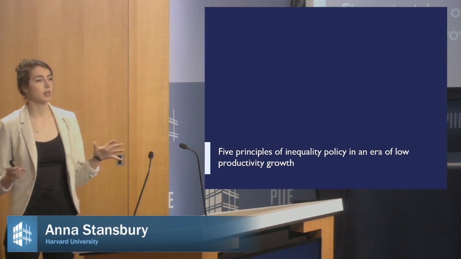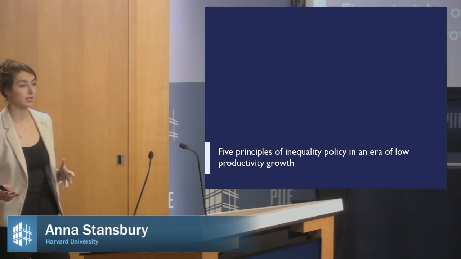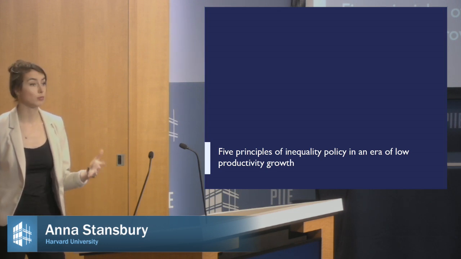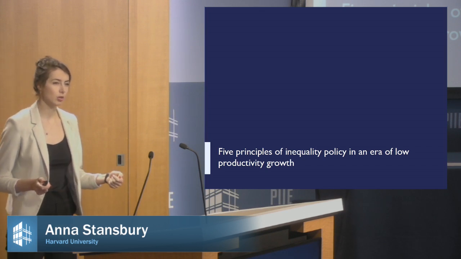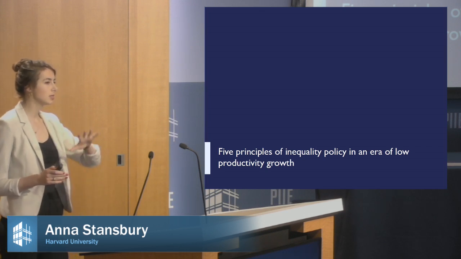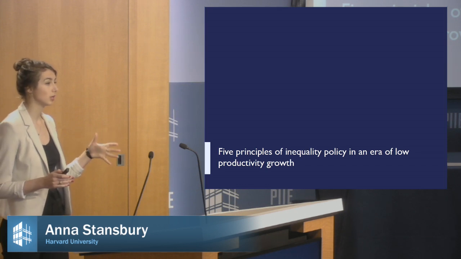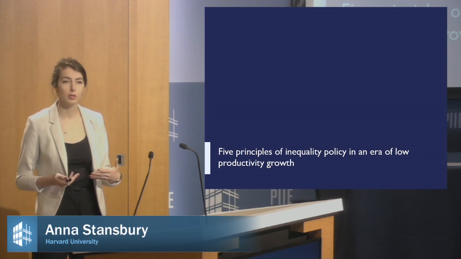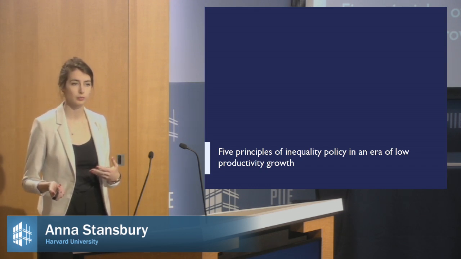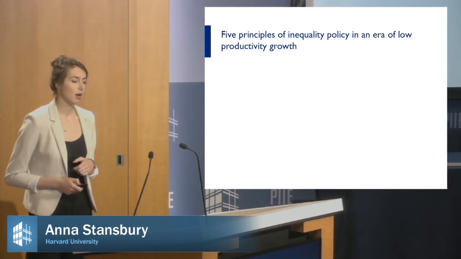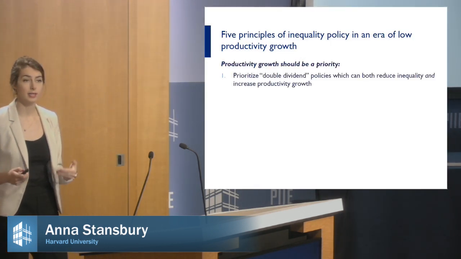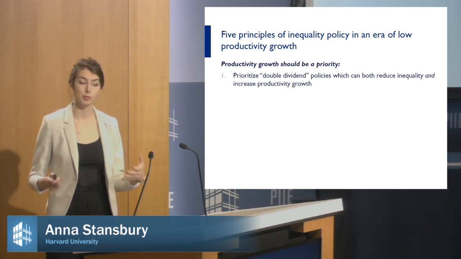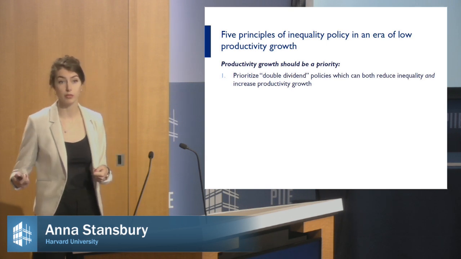So I'll take these implications, and I've put together 5 principles of inequality policy in an era of low productivity growth. These principles are not meant to be hard and fast rules about what policymakers should do. Rather, they're meant to be directional. So taking your set of policy preferences around inequality as given, how should you adjust them? In which direction should you move if you think that we'll be in a world of really slow productivity growth? I'll argue first that productivity growth should be a particular priority even when we're thinking about policies to reduce inequality, and that there are a number of double dividend policies which can improve on both margins.